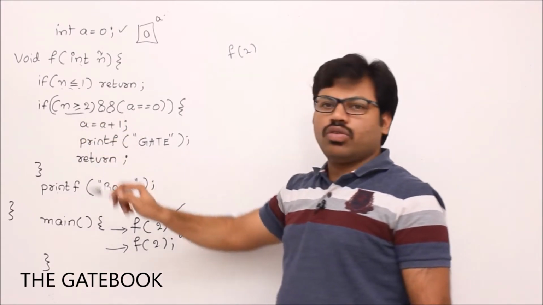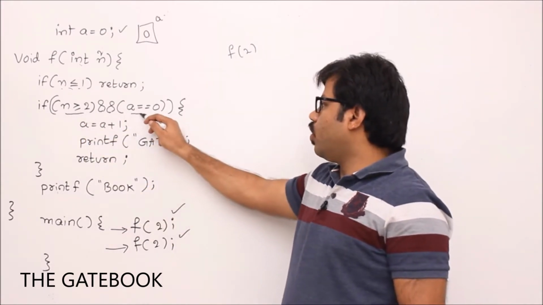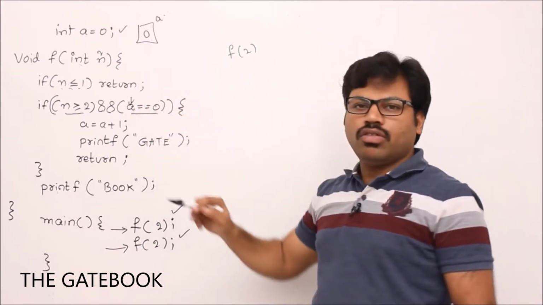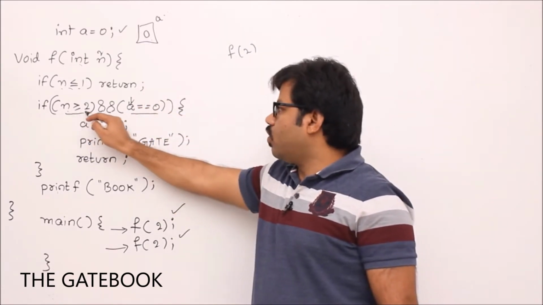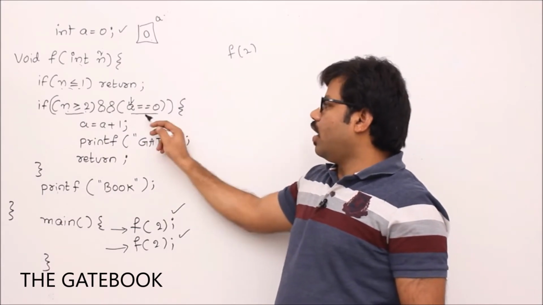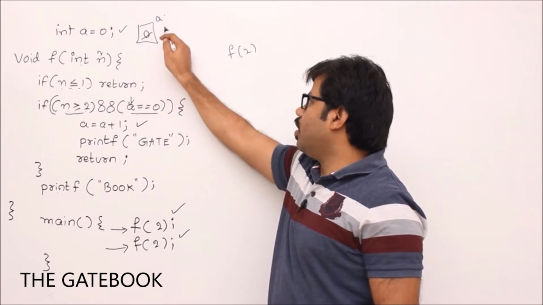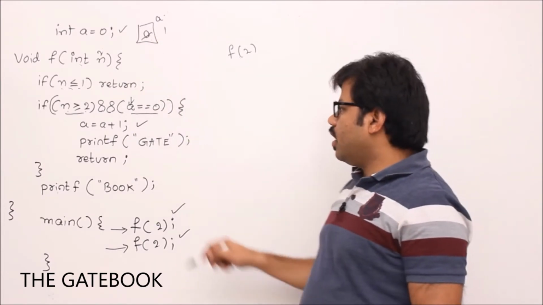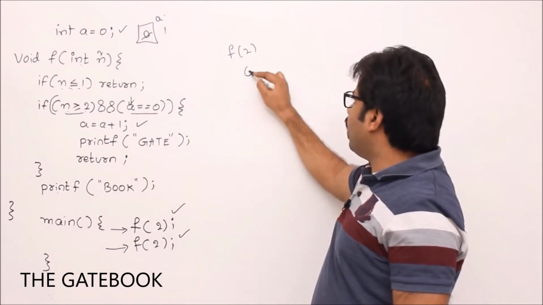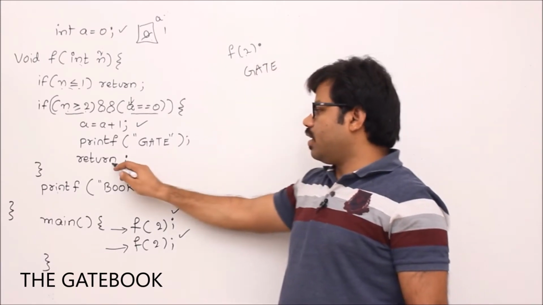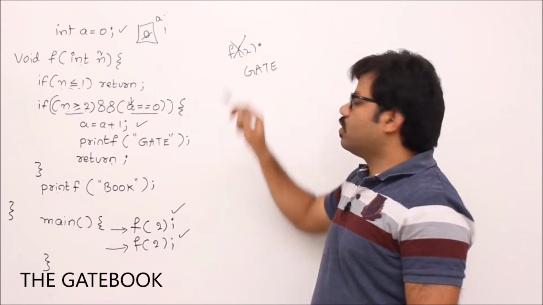Is 2 greater than or equal to 2? Yes. And a equal to 0? Sorry, a is what? 0, right? So 0 equal to 0 is true. So n greater than or equal to 2, and a is 0. Correct. Then we increment a equal to a plus 1, which is the global variable. Then printf gate. So gate will be printed because of f of 2. After that, return. So f of 2 is closed, right?